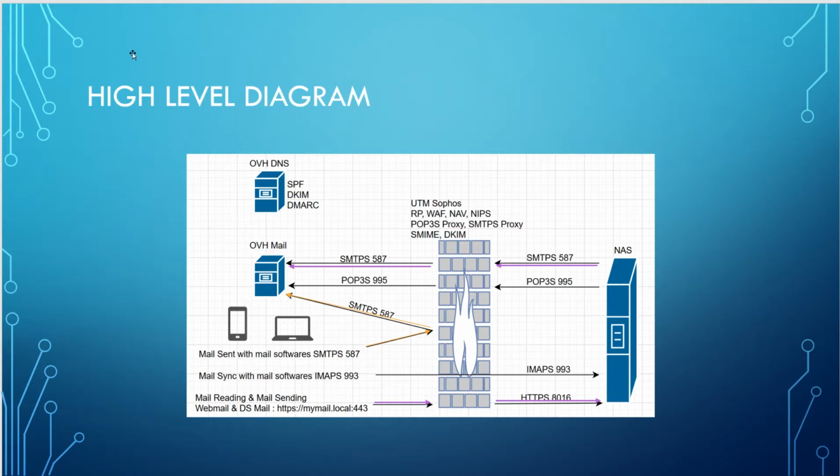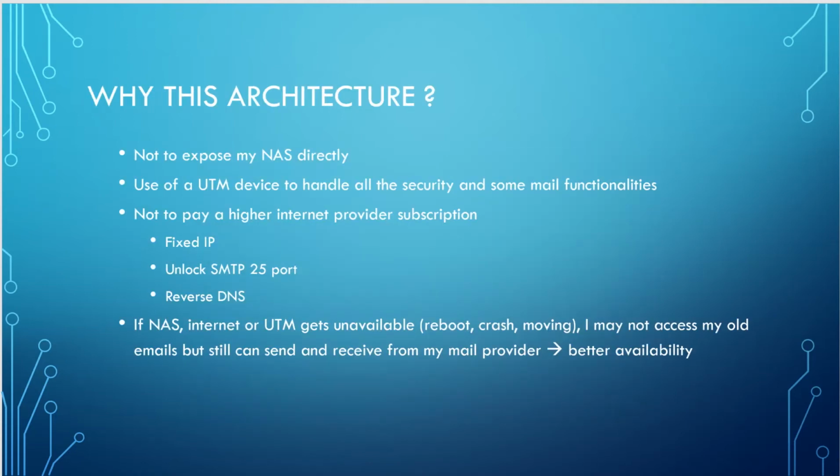And we also have the POP3 scenario, where the NAS is going to retrieve all the emails stored at my provider. Everything here will be broken down afterwards. So why this complicated architecture?